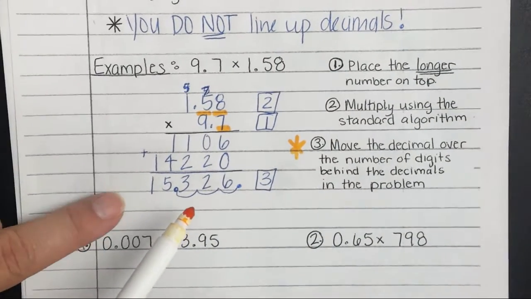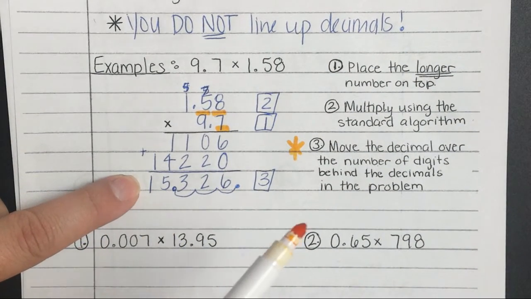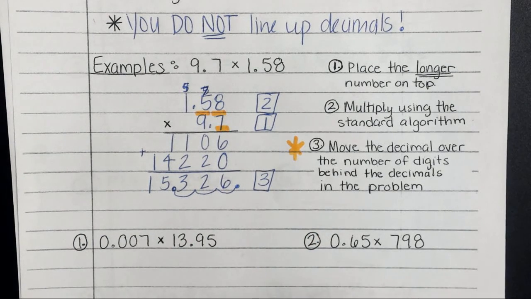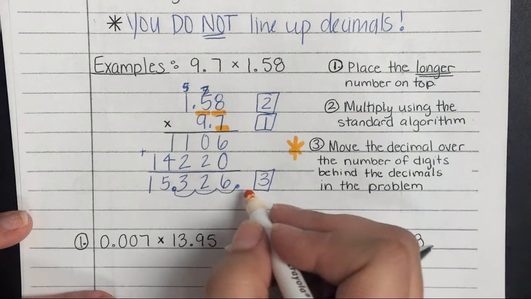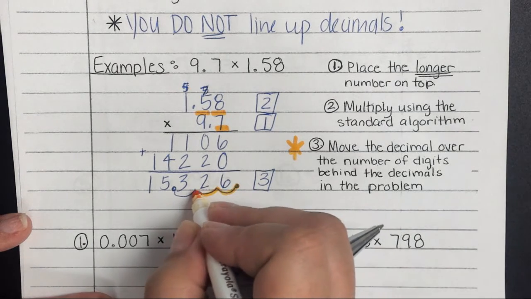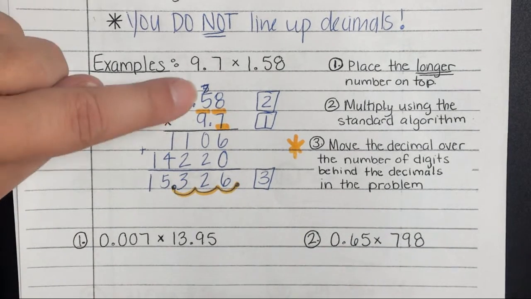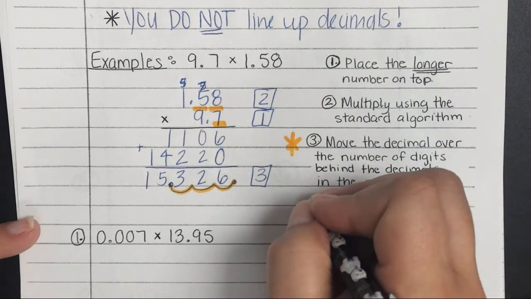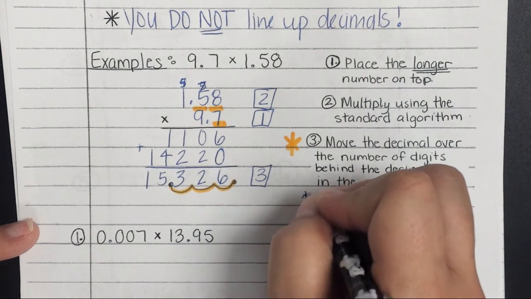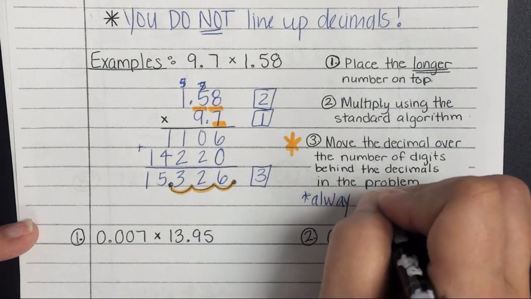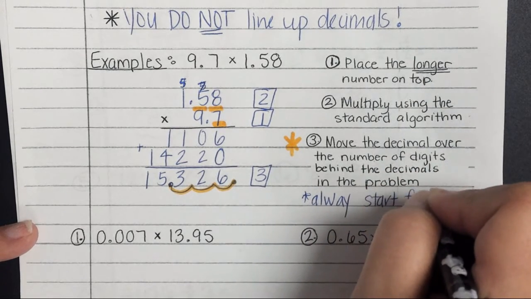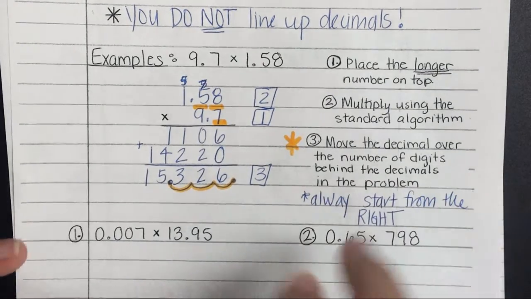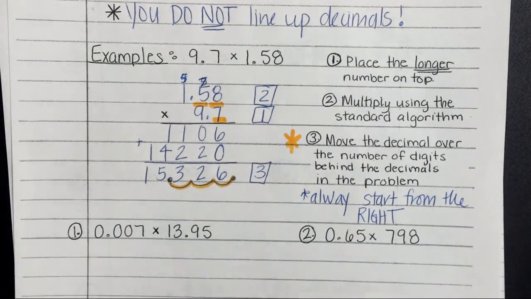Now, 15 and 326 thousandths. Is that closer to what we estimated as 20? Yeah. Absolutely. Okay? It is super important. You are moving your decimal the number of places that you have in your problem. And always start from the back. Let's put that little note down here. Always start from the right side and move backwards.